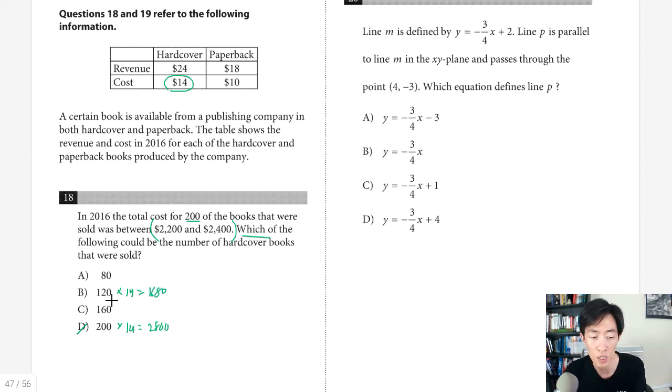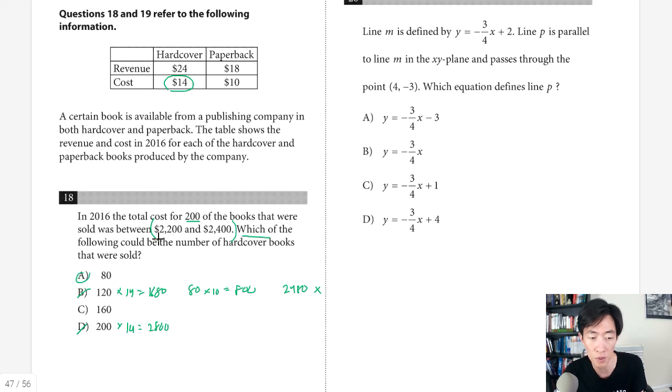If 120 hardcover were sold and the total number of books was 200, that means 80 paperbacks were sold at a cost of $10 each. So multiply that together, that's obviously 800. And therefore, when you add 1600 plus 800, the total is going to be 2480. Still too large because our upper limit is 2400. So automatically, you know that the answer is going to be A.